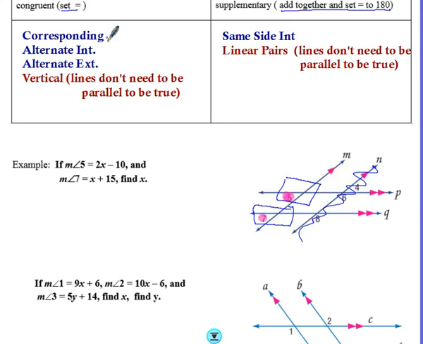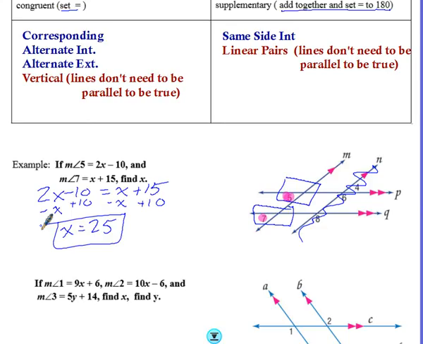So how do I go about solving this? I'm going to set these things equal to each other. So the two expressions that we are given, 2x minus 10, we can set that equal to x plus 15. And now we just use a little bit of algebra and we solve for x. And the problem here just states to find x, so we really don't need to go back and substitute anywhere in particular. So the answer for that is x equals 25.